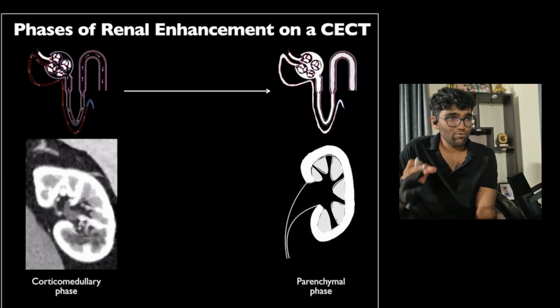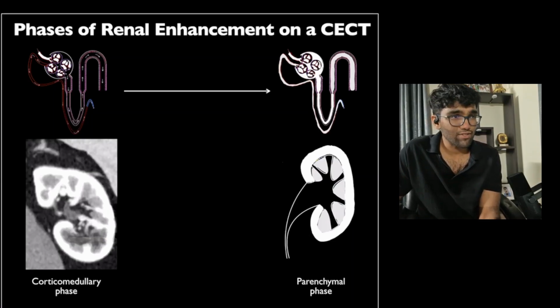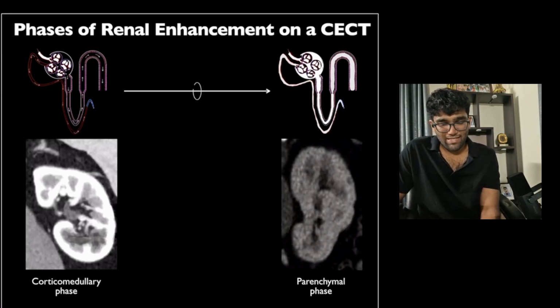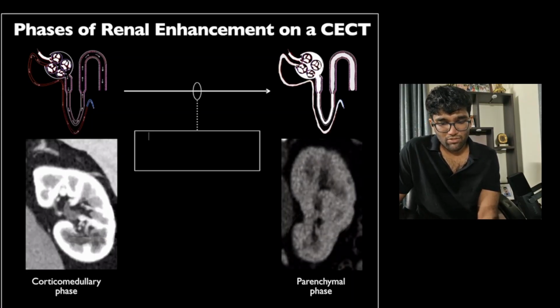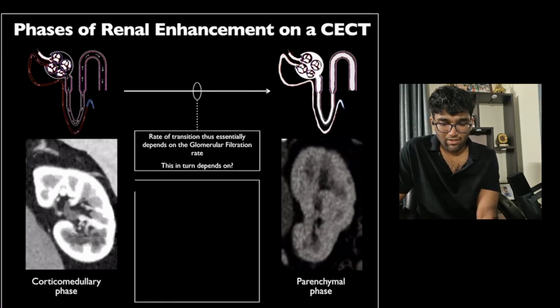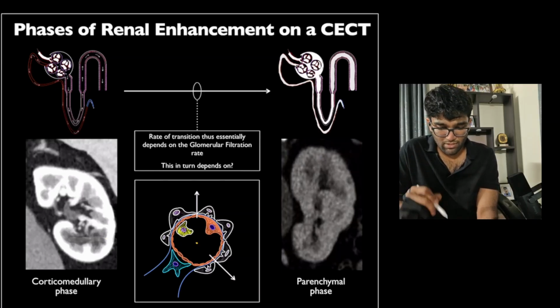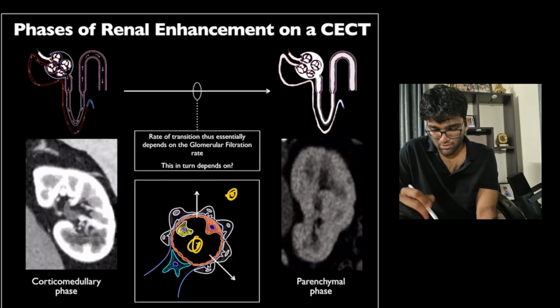So now this is interesting. What would determine the rate at which this transition occurs after some contrast has been given intravenously to a patient? Naturally it would be the glomerular filtration. So essentially the rate of transition depends on the glomerular filtration rate, and this in turn depends on, as we've discussed in our approach to oliguric renal failure, our old friend, the cross section of a glomerular capillary tuft, and we find that the filtration occurs from inside the blood vessel to outside the blood vessel. This is the Bowman space.